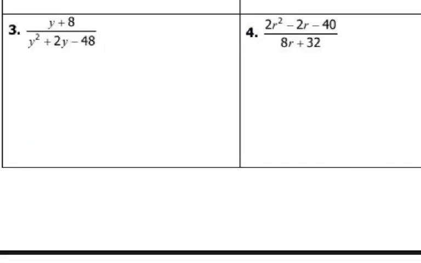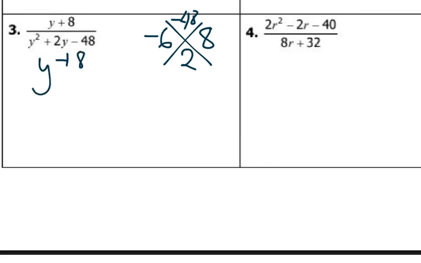In example number 3, we have a binomial divided by a trinomial. Every time we have a trinomial, we need to factor it into the product of two binomials. So we're going to be looking for factors of negative 48 that add up to 2. And my numbers are 6 and 8. And they need to subtract to 2, so I need to make my 6 negative, which means my denominator factors to be y minus 6 and y plus 8.